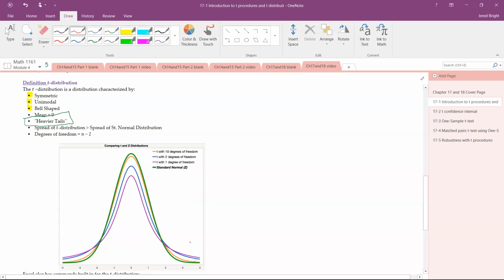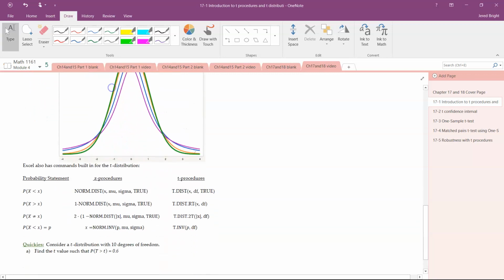And as a consequence, because there's more probability in those tails, the spread of the t distribution is not the same as the spread of the standard normal. So if we compare standard deviations, for instance, the standard deviation for the t distribution is going to be greater than that of the standard normal. And then there's this degrees of freedom idea, and we'll get more into that as we get into the chi-square distribution. But right now, degrees of freedom, we say that is n-1. I don't want to say too much more on that because that'll spoil our story when we get to chapter 21 and 22. But anyway, t distribution, very, very similar. That's the big idea.